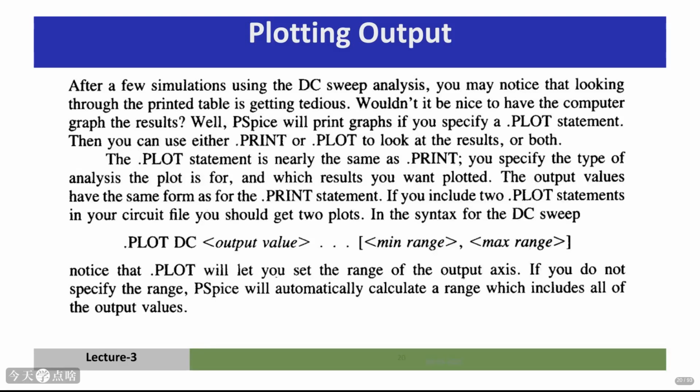Looking at tables of numbers can get tedious, especially with many sweep points. Thankfully, PSpice has the .plot DC statement. It works just like .print DC, but instead of a table, it generates a graph. You can plot node voltages, currents, or combinations thereof. And you can even control the axis ranges, like .plot DC V(3) 0 10, to zoom in on specific regions of interest. This visual representation makes it much easier to understand trends and relationships in your circuit's behavior as you sweep the DC source. It's like going from a spreadsheet to a chart.